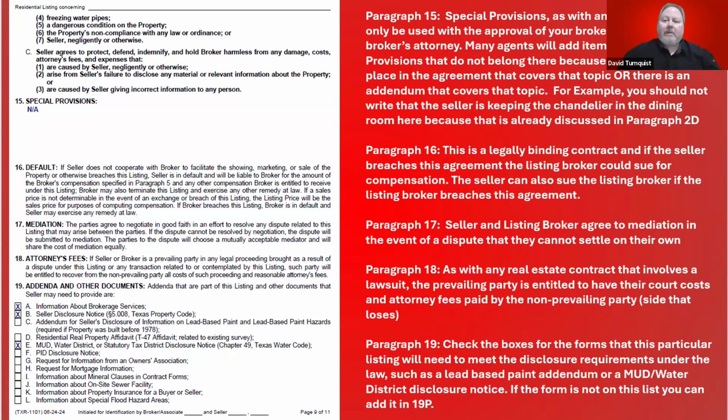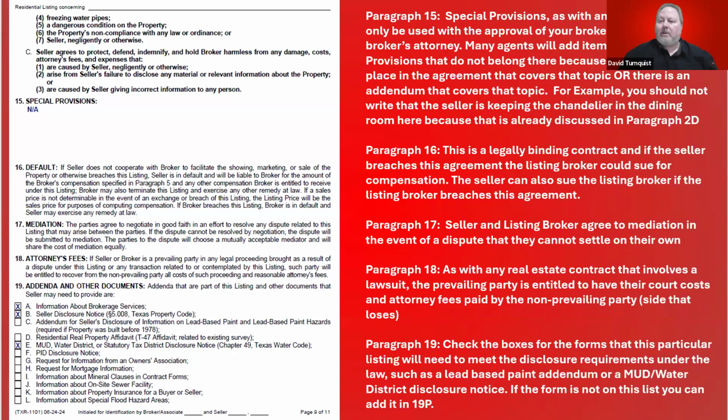All right, paragraph 16. This mentions that this is a legally binding contract between the seller and yourself, and that if they breach the contract, you can sue them for your commission. Also, if you breach the contract, they could sue you or your broker. Paragraph 17 talks about mediation.